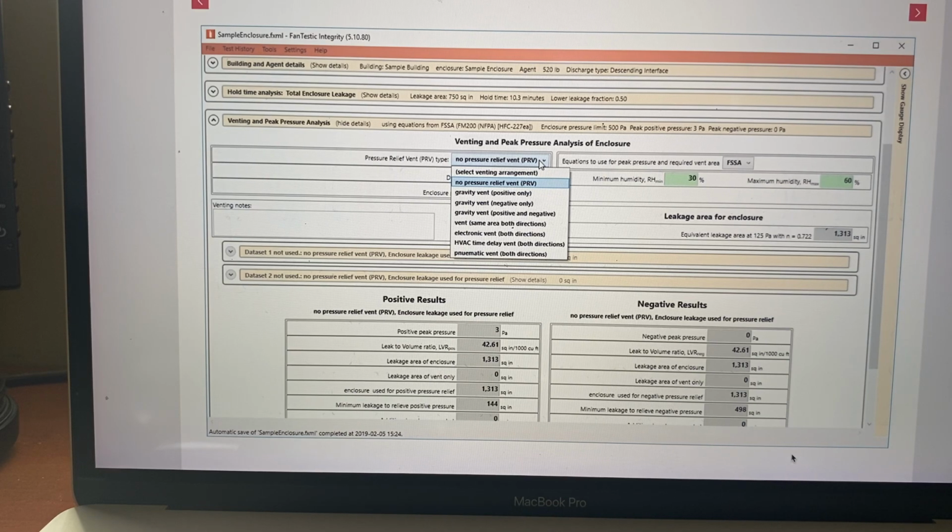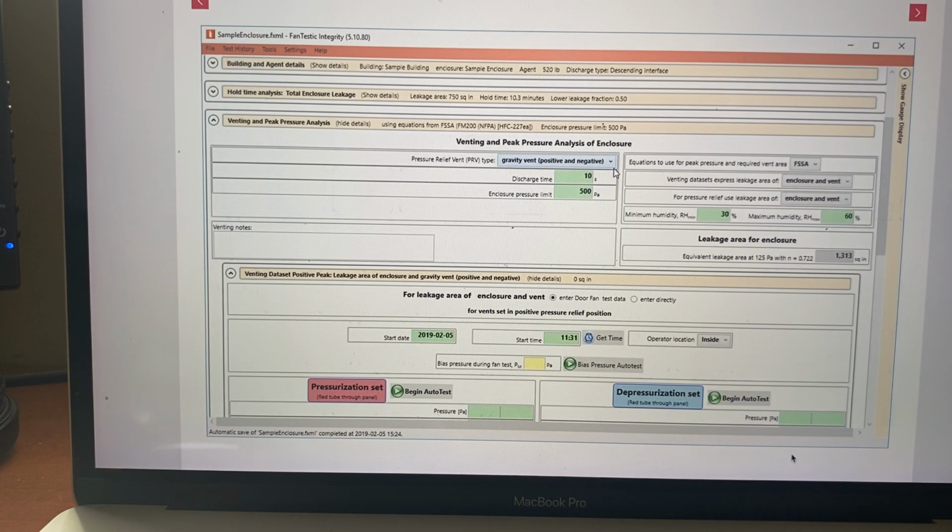There's a drop down where you can tell what type of vent is being installed in the enclosure. We'll say gravity, positive and negative, so it would open both directions. Discharge time is just going to be the time it takes for the agent to be dispensed in the enclosure. 10 seconds is common for halocarbons. 60 seconds would be the normal time for inert agents. So if we're using a halocarbon, we'll leave that at 10 seconds.